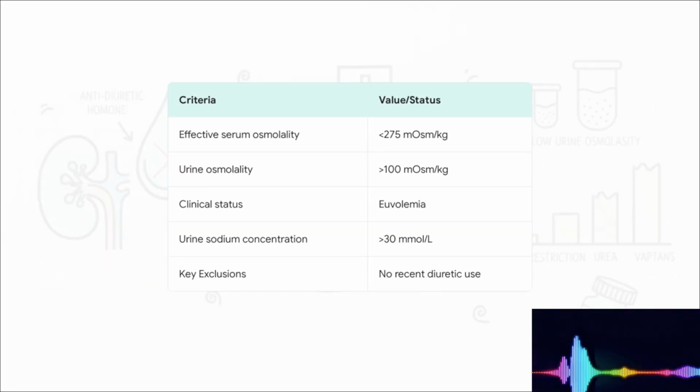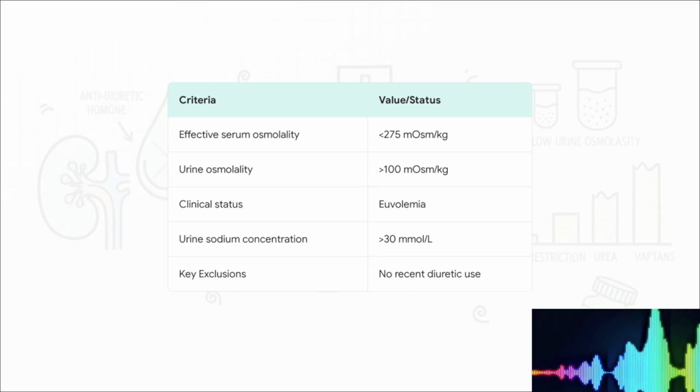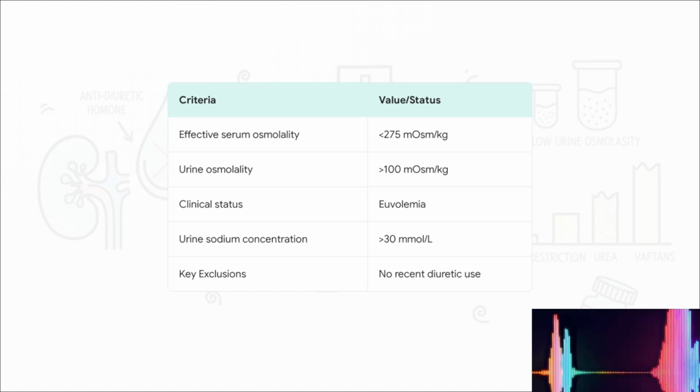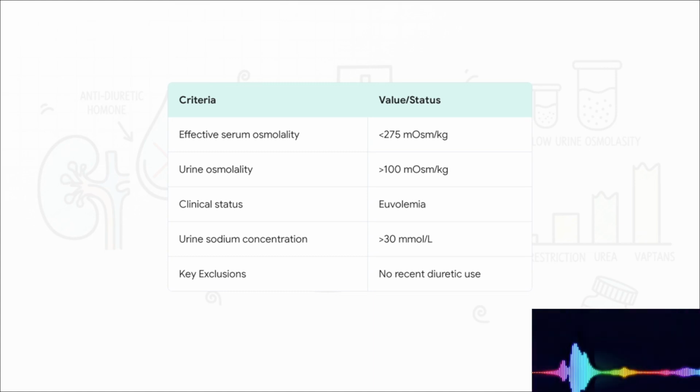Okay, so these are the key pillars straight from the European guidelines. You know the drill, we're looking for that classic picture of hypotonicity, but with urine that's way more concentrated than it should be, all in a patient who looks euvolemic. And this is the big one, SIADH is a diagnosis of exclusion. You have to make sure adrenal, thyroid, and pituitary functions are all normal.